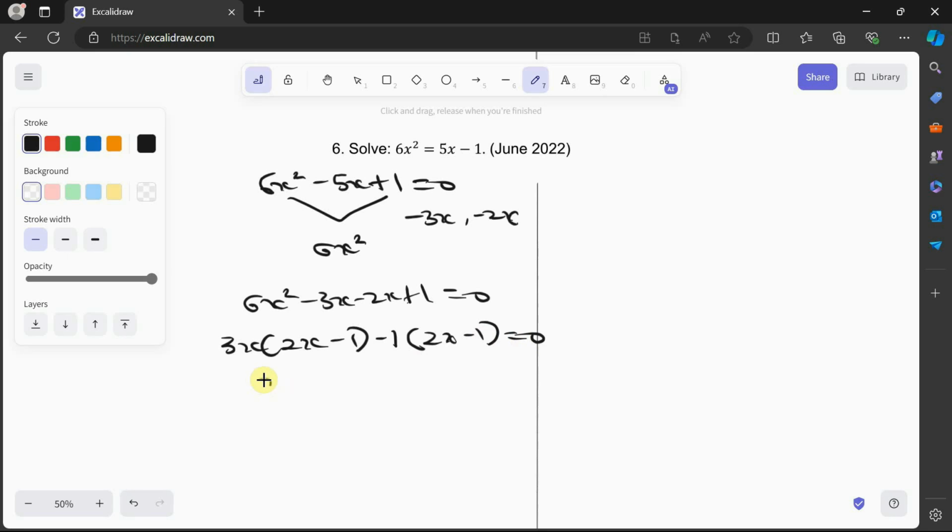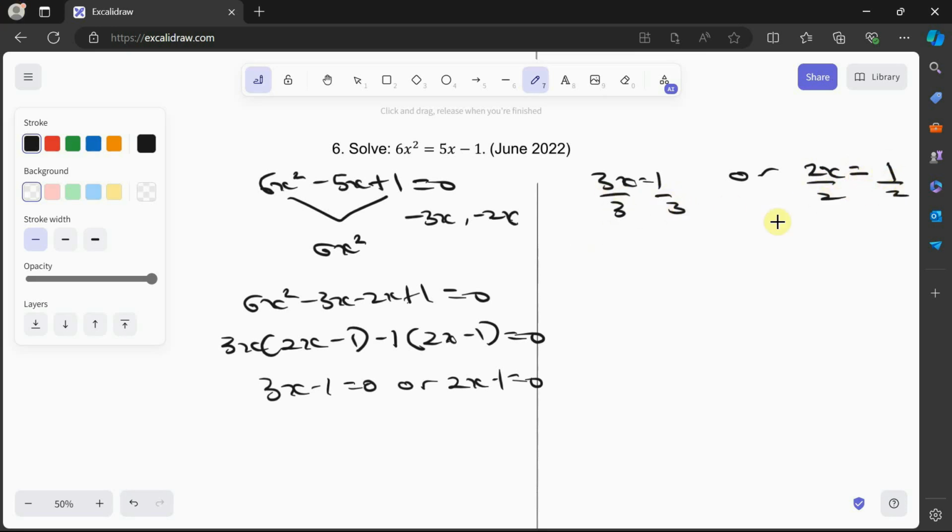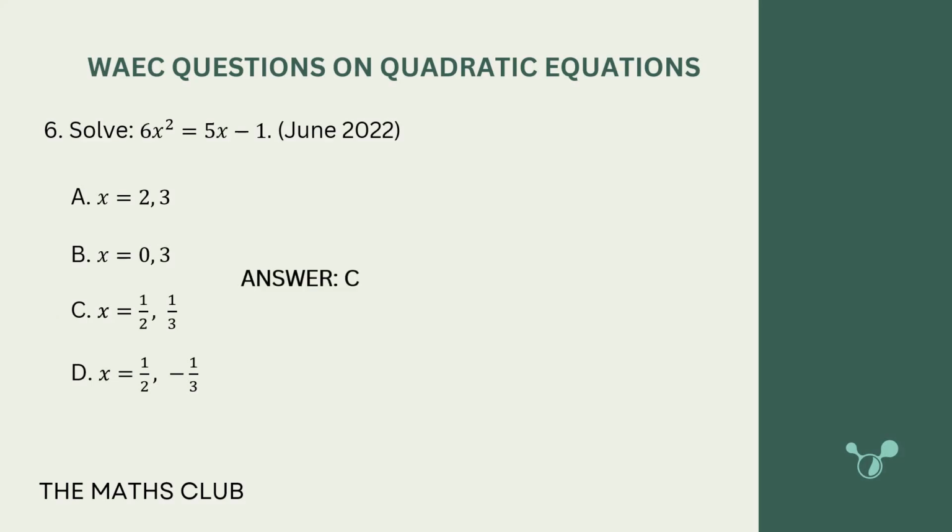So what I have here is 3x minus 1 is equal to 0 or 2x minus 1 is equal to 0. So this is like saying 3x is equal to 1 or 2x is equal to 1. If I divide both sides by 3 and if I divide both sides by 2, my x will be equal to 1 over 3 or 1 over 2. So these are solutions for question 6. So that will be option C.